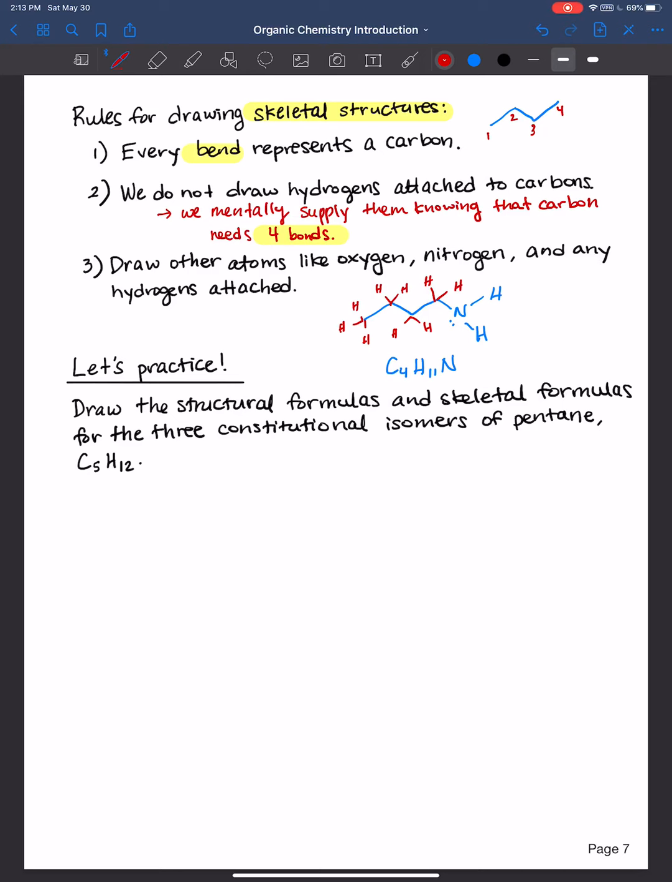All right, let's practice. So we want to draw the structural formulas and the skeletal formulas for the 3 constitutional isomers of pentane. And in this example here, I'm going to focus mainly on the skeletal formulas to save space and some time. You can later on, as extra practice, transfer the skeletal formulas into structural formulas. Now, pentane has the formula C5H12. And so I always draw the straight chain first. So 1, 2, 3, 4, 5.